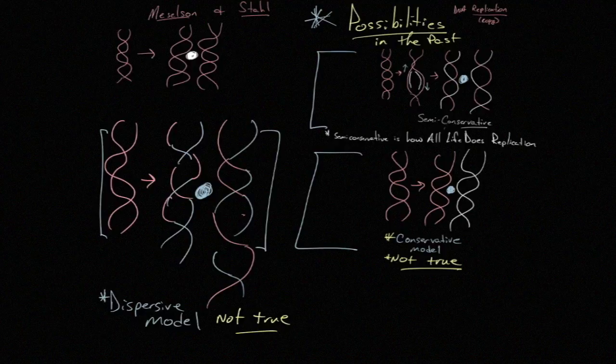What made Meselson and Stahl even think of those possibilities? Honestly, that's probably one of the most important questions about this whole experiment. What made them think that these were the possibilities? All the experiments that came before theirs.